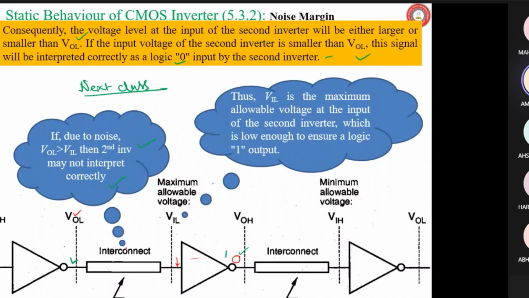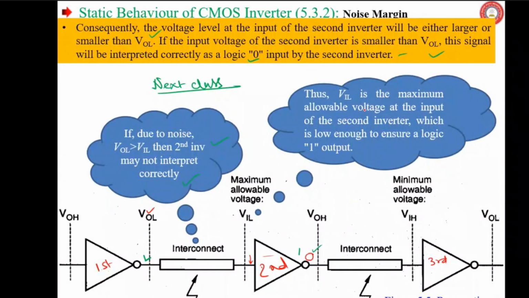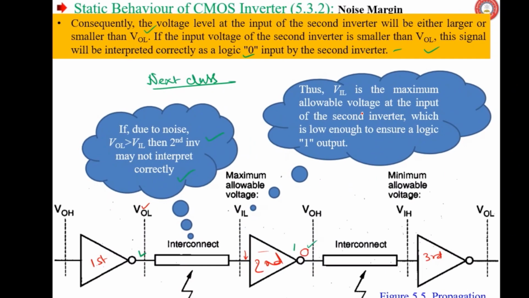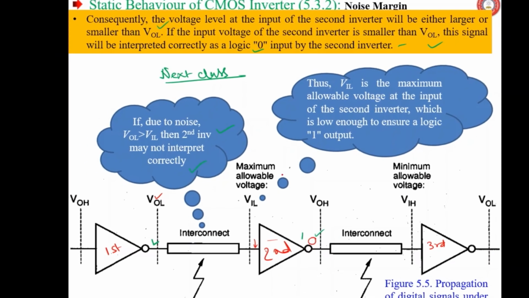It correctly. Second inverter, this one second, this is first, second and third. This VIL is the maximum allowable voltage at the input of the second inverter, which is low enough to ensure a logic 1 output.